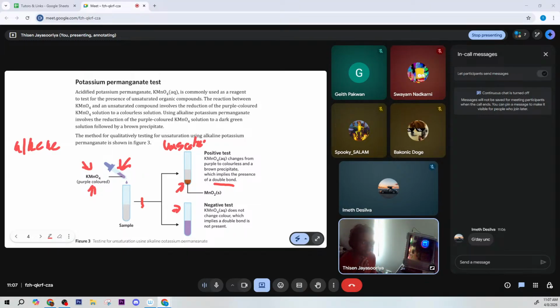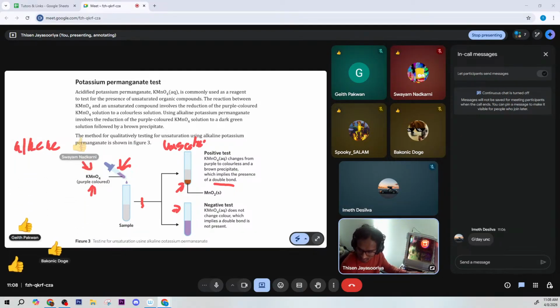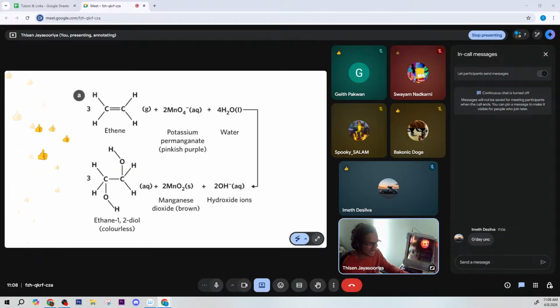So those are our two saturated or unsaturated bond tests. That's how we tell unsaturated or saturated bonds apart from one another. Does that make sense for everyone? Okay. Thumbs up all around. Let's go.